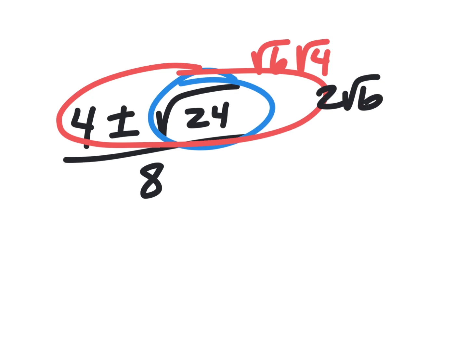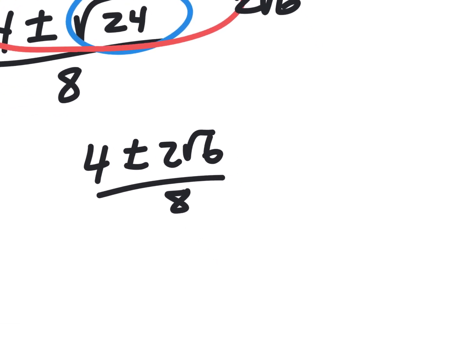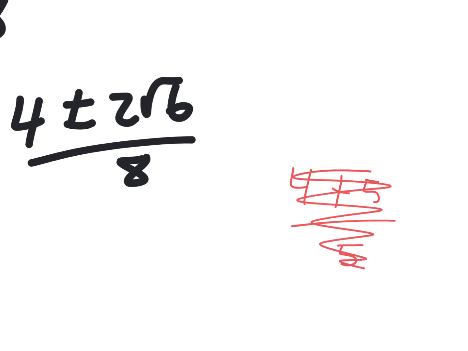Okay, good. Now I'm going to rewrite it. 4 plus minus 2 root 6 all over 8. Can't start canceling yet. Why? Because this is an add problem. If this is an add problem, could I start canceling right now? No, it's an add problem. It would be dumb and think the answer to that is 4. It's obviously not 4. You can't start canceling in there until you actually get it factored. So you could not cancel that at all.